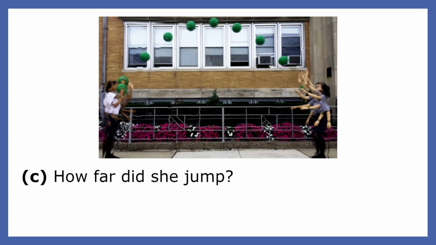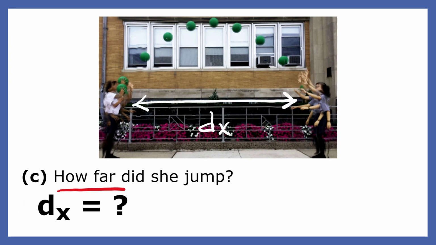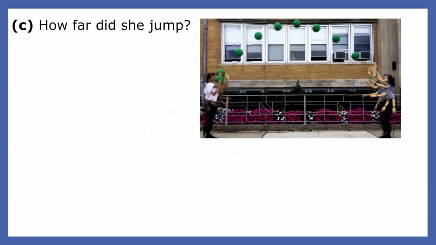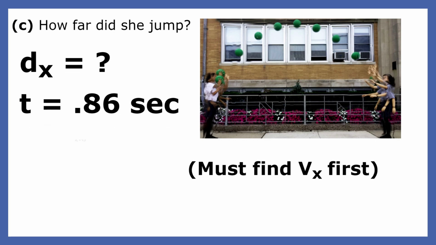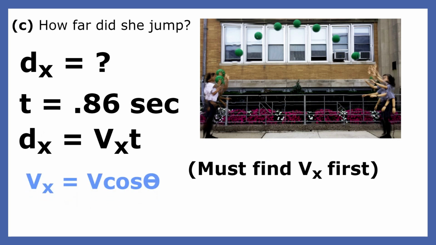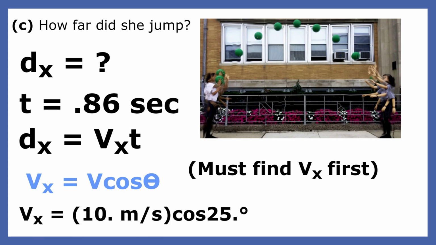Now let's find out how far the athlete moved horizontally before hitting the ground. To find dx, which is the horizontal distance, we need to use the total time the projectile remained in flight that we found in our previous problem. Since the only equation in the x direction is dx equals vx times t, we need to find vx by using v cosine theta from your reference table. So that would be vx is 10 meters per second times the cosine of 25, and then we next plug that vx into this equation.